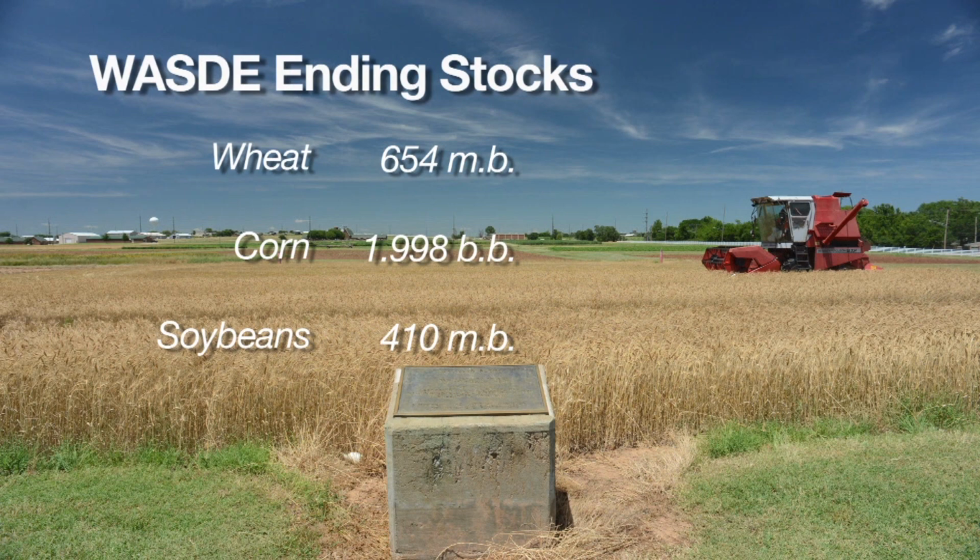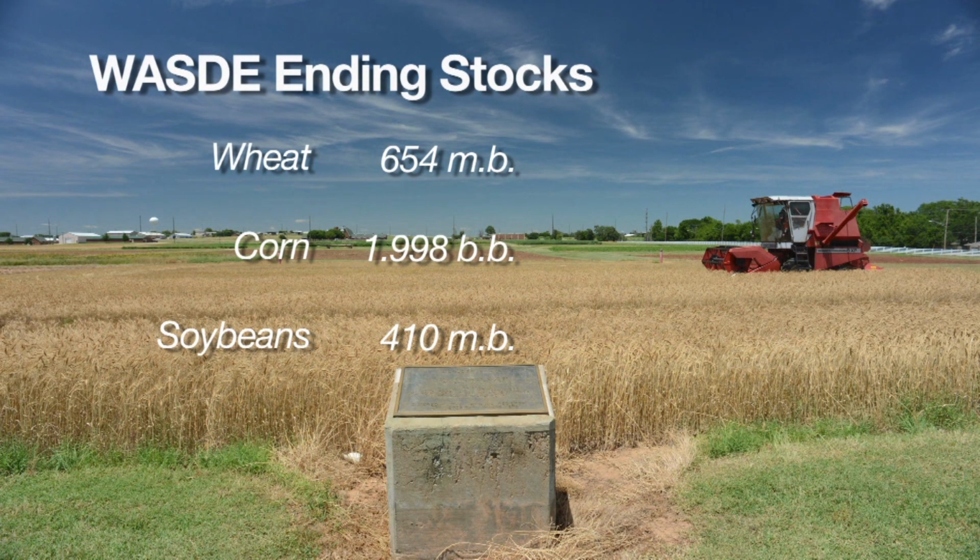I think the soybean numbers are significant. They came in at 410 million bushels for ending stocks. The trade was expecting 431. Last month it was 445 million bushels. So a good drop there in soybean stocks, and world soybean ending stocks were lower.